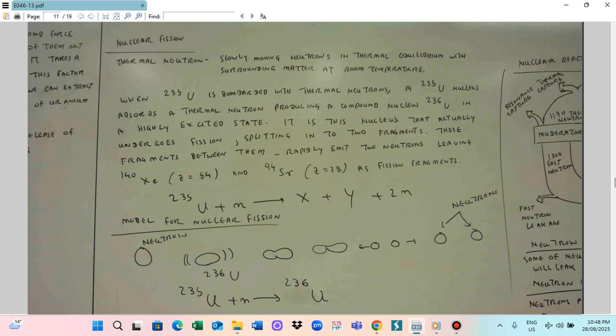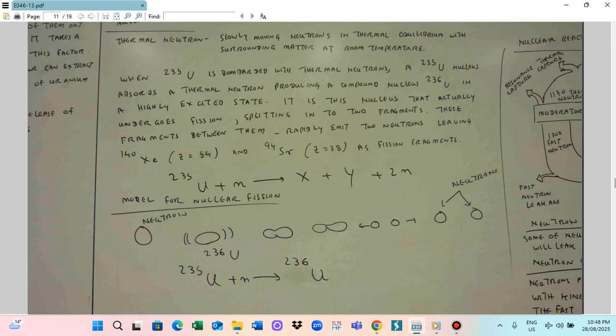So the next one is nuclear fission. A thermal neutron is a slowly moving neutron in thermal equilibrium with the surrounding matter at room temperature. When uranium 235 is bombarded with a thermal neutron, a uranium 235 nucleus absorbs the thermal neutron, producing a compound nucleus, uranium 236, in a highly excited state. Normally uranium 235 is a normal uranium, but when it is combined with the thermal neutron it can become a highly excited, highly active state, uranium 236. It is this nucleus that actually undergoes the fission.